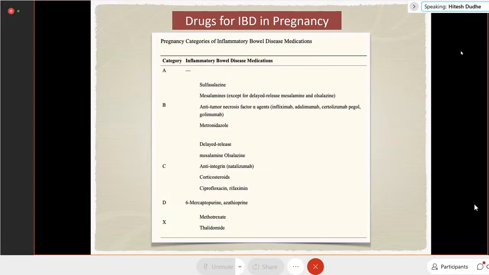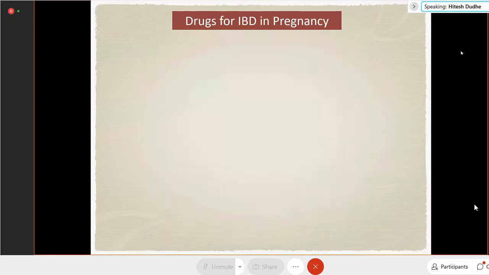Category B includes sulfasalazine, mesalamine, except delayed release preparations, and anti-TNF agents like infliximab, adalimumab, certolizumab, or golimumab, and metronidazole. While category C includes delayed release mesalamine preparations, olsalazine, anti-integrin inhibitors like natalizumab, corticosteroids, ciprofloxacin, and rifaximin. Category D includes 6-mercaptopurine and azathioprine, while category X includes methotrexate and thalidomide.